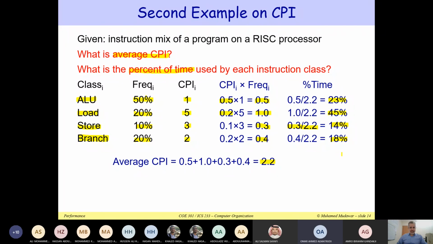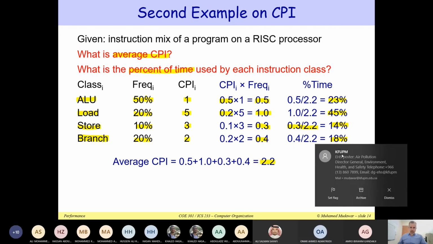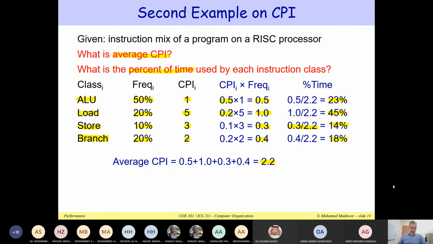Doctor, can we convert it from percentage to unit of time? To unit of seconds? So there is a difference. No, well, we don't know what the total execution time for the program is. It's not given.